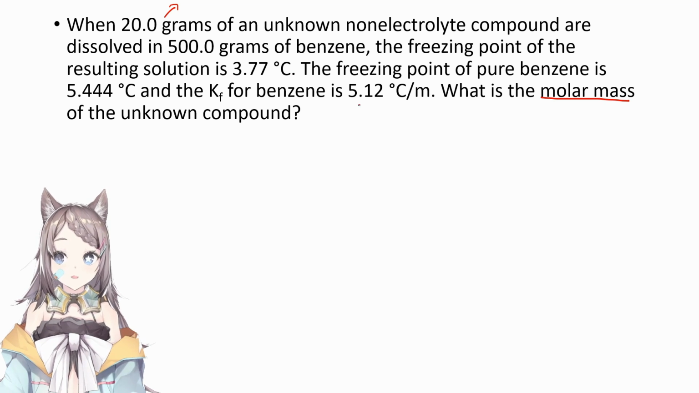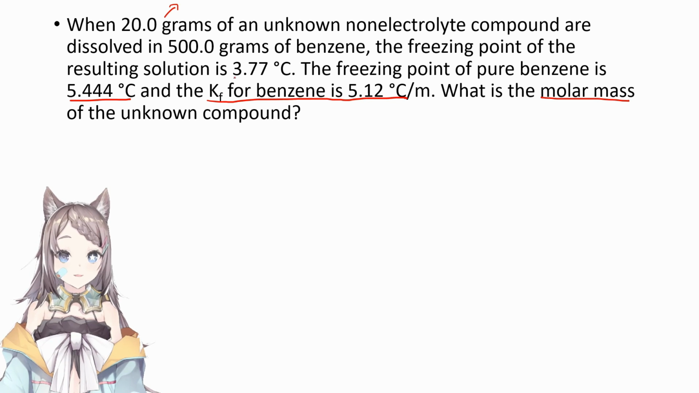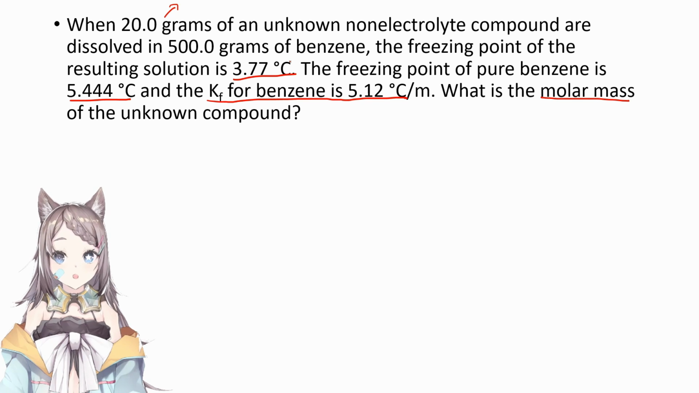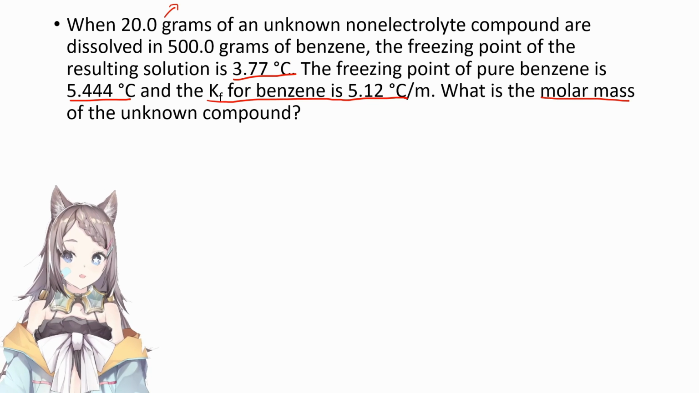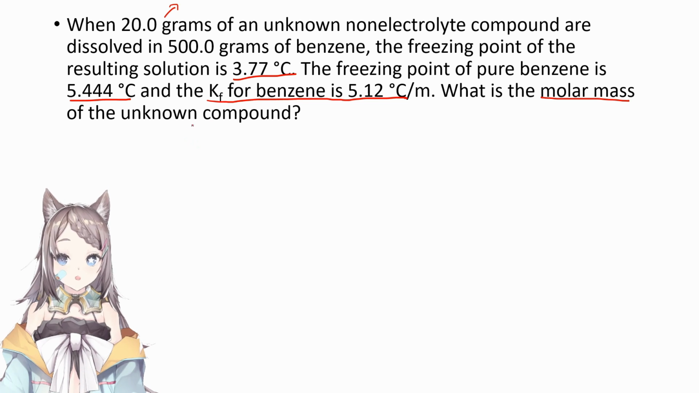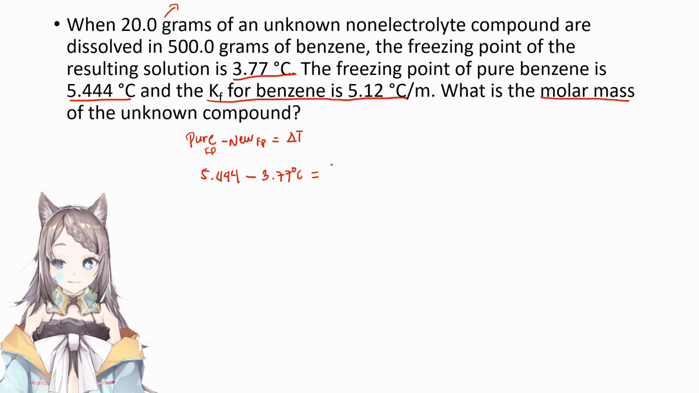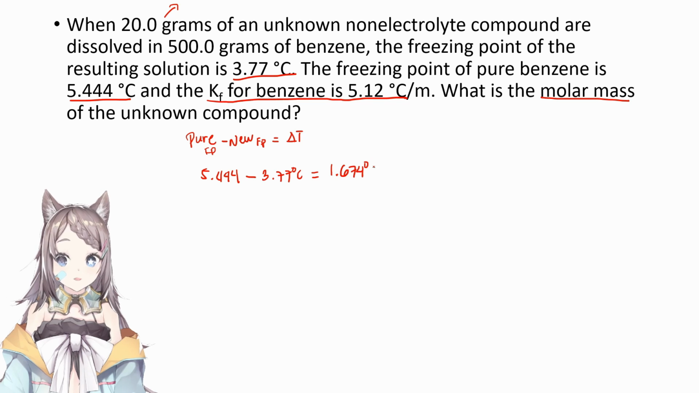We are given Kf. We are also given the freezing point of the pure solvent, and we are also given our new freezing point. With this, we have our pure minus new freezing point, so we can get our freezing point depression. 5.444 minus 3.77 degrees Celsius equals 1.674. This is our delta T, or our freezing point depression.